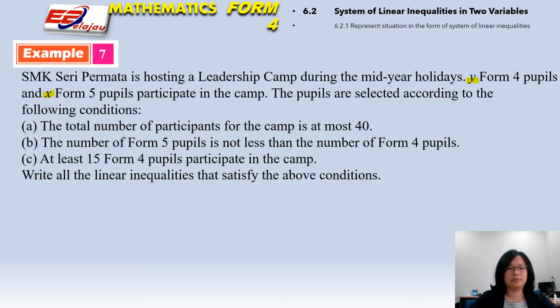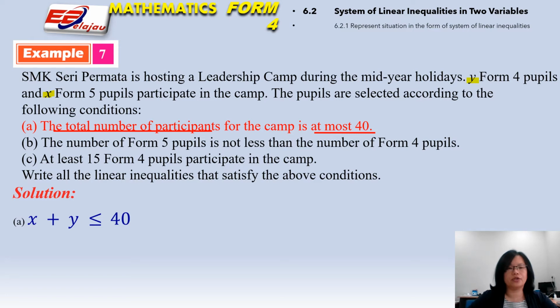Then, please pay attention to the condition A. It stated that the total number of participants for the camp is at most 40. The keyword here is the total number of participants and at most 40. Well, the total number of participants can be represented by x plus y. And the word at most 40 carry the meaning is always less than or equal to 40. Do you know how to write it? Let's check.